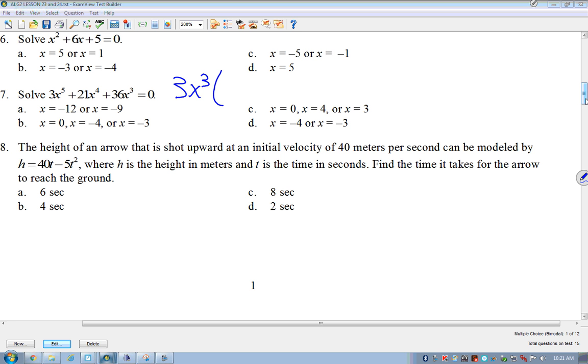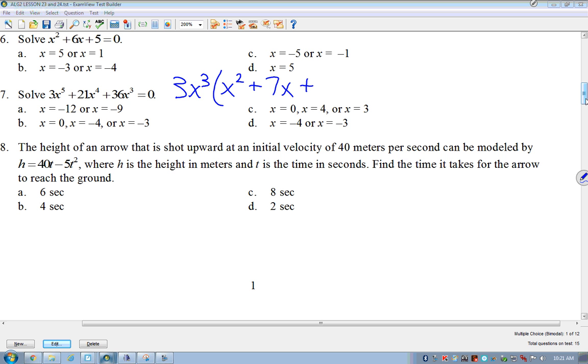All right, well, if I divide 3x to the 5th by 3x to the 3rd, what am I left with? x squared, good. All right, if I divide 21 by 3, what do I get? 7. If I divide x to the 4th by x cubed, what do I get? x. Okay, 36 divided by 3 is what?